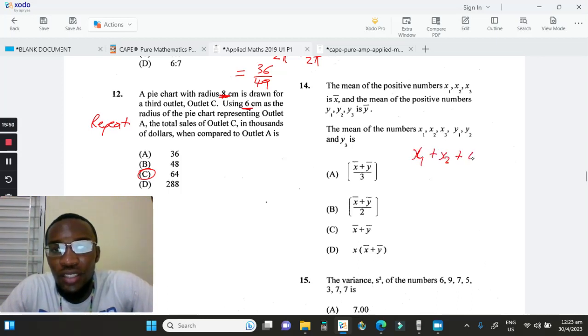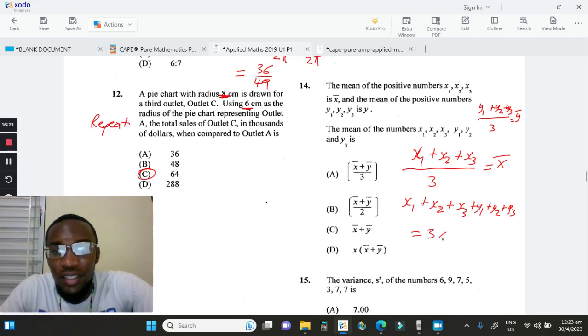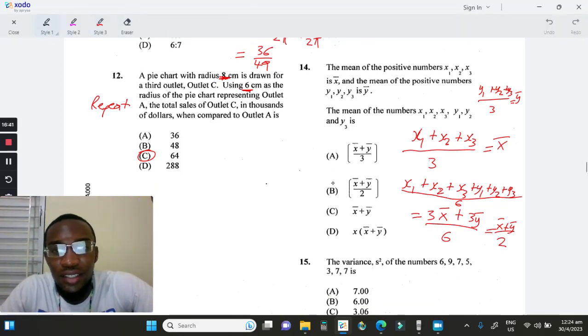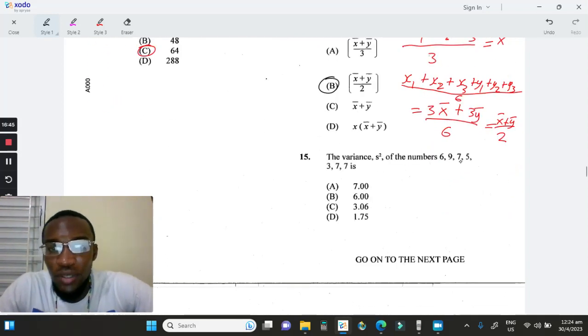Number 14. I know this is a repeat, but I can't quite remember the answer, so do it again. X1 plus X2 plus X3. They say when we add those three, the mean is bar X, so divide it by 3, the mean is bar X. Then we add the other three, Y1 plus Y2 plus Y3, and divide it by 3, the mean is bar Y. Now they say, what is the mean of all 6 numbers? So if we add all 6 numbers, x1 plus x2 plus x3 plus y1 plus y2 plus y3, that would just give us, if we cross multiply, 3 bar x plus 3 bar y. So if we want the average of those 6 numbers, we divide the result by 6. And so 3 over 6 is half, so that's bar x plus bar y over 2. That's easy. That's what they really ask. That's B.